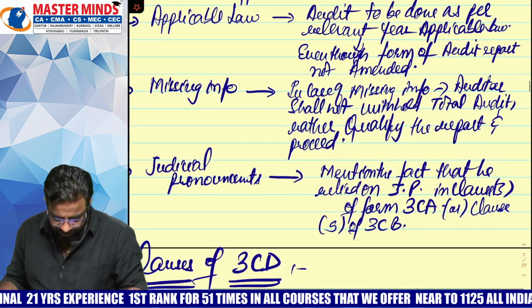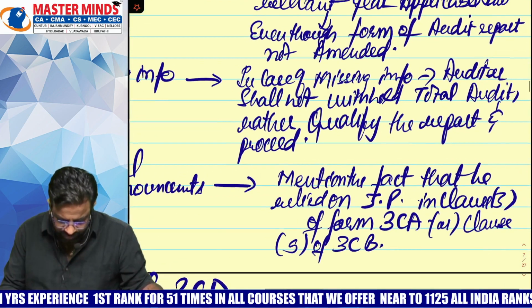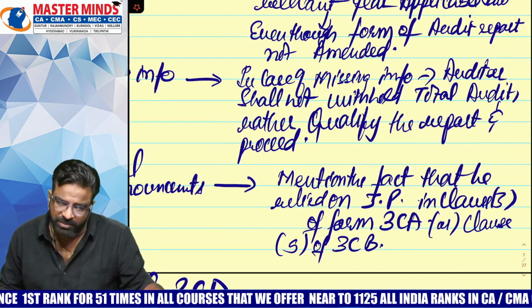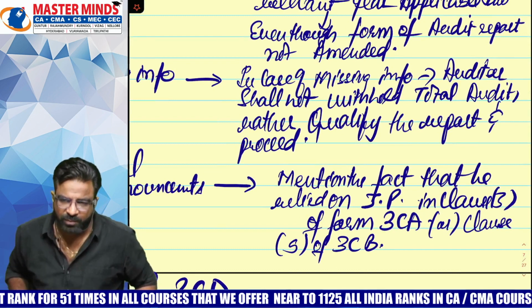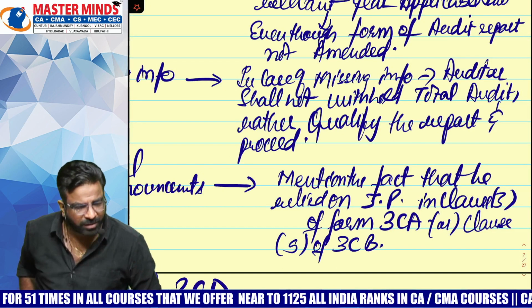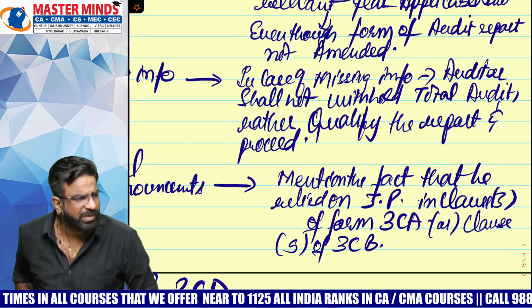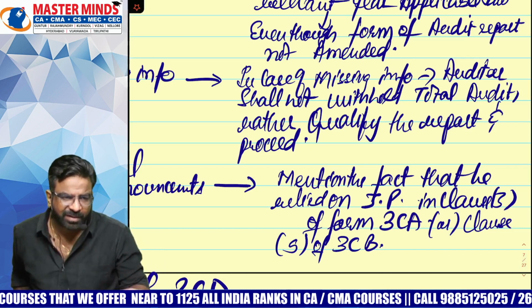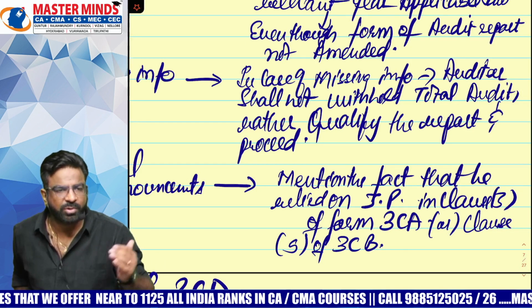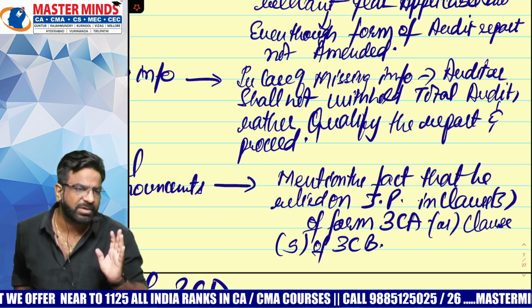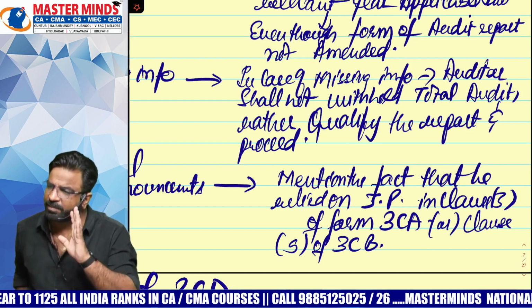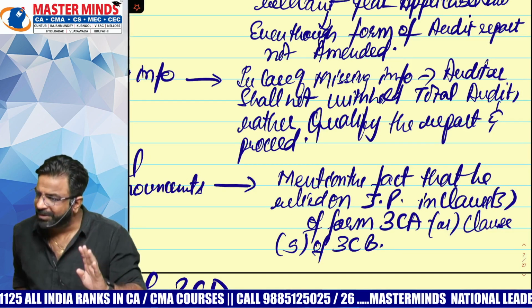Next one. In case of missing information, the auditor shall not withhold the total audit, rather qualify the report and proceed. Suppose you are asking for the information, the client is not providing it, 1 day, 2 days, 3 days, 4 days. Don't wait. Leave that clause. Move to the next clause. Because at the end of the day, you make sure your duty is performed properly on or before 30th September. Rather, if you're not getting the information, treat it as disclaimer. Either qualify or what? Disclaim.